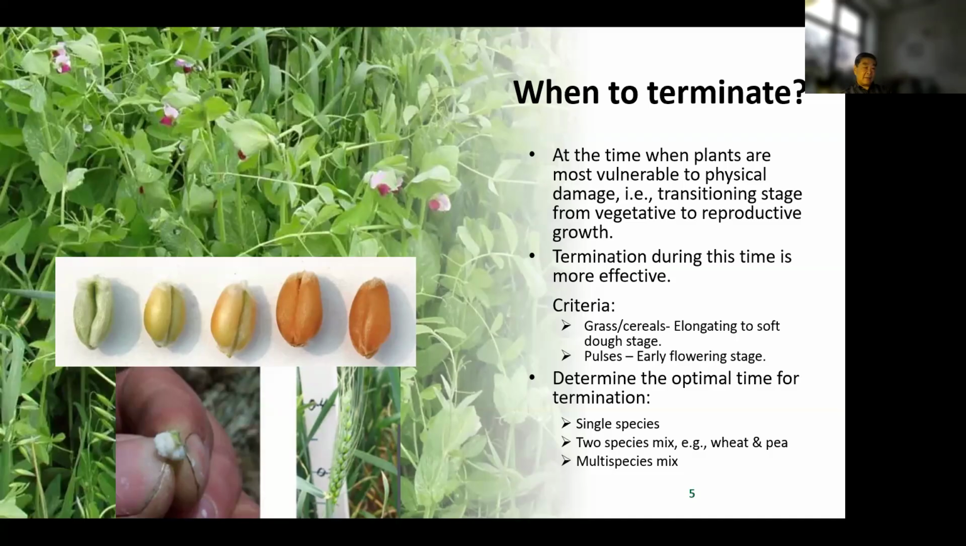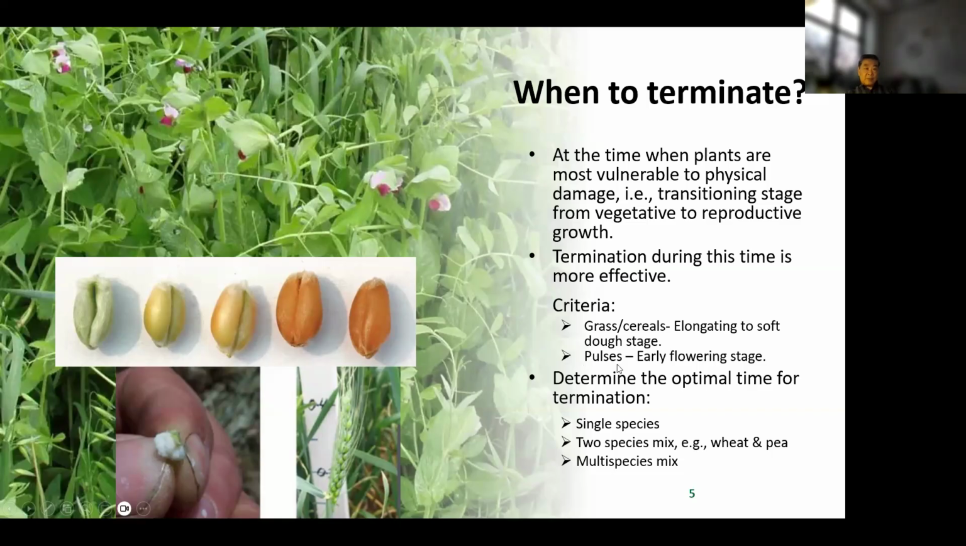And here I give the photo on the left side. You know that this is the soft dough stage when you pinch the seeds. You could see this, that's exactly over here. And after that stage, you see the seeds start to change color and become firm, and those are viable seeds starting to form. So before this stage, it's easy to kill.